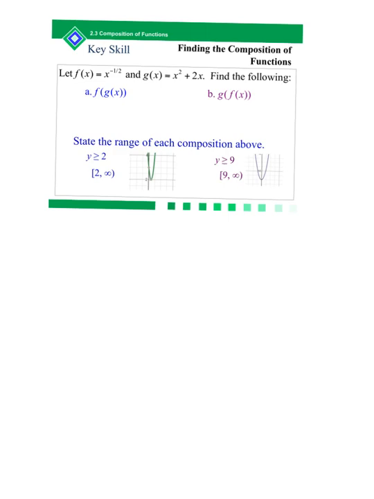Okay, so here to find the range, you can just graph it, and you can see for this function, you start from 2 going up, because it keeps going down, going up. So y is greater than or equal to 2, and that's the range. And for the range for this one, it starts at 9 going up.